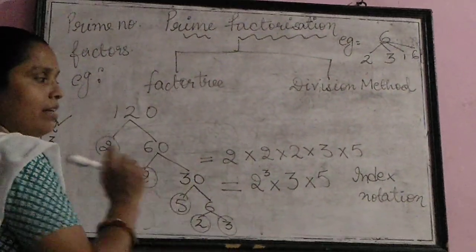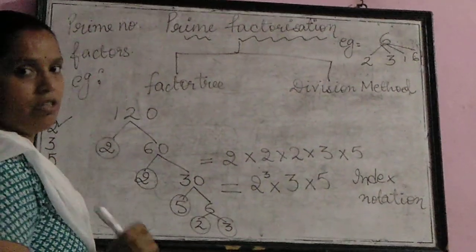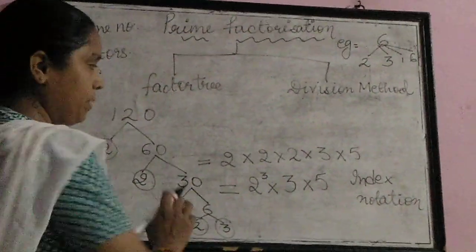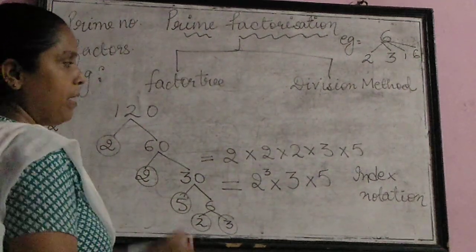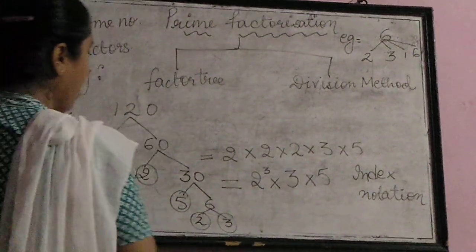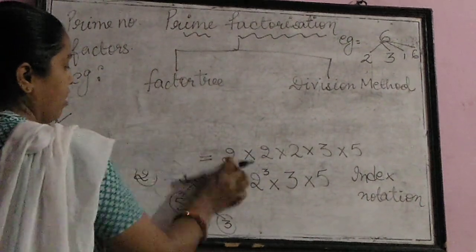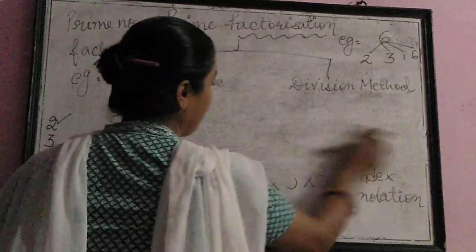This is called the factor tree method, children. I hope it is clear. You can understand it again by rewinding the video. Now let us have one more example for understanding the factor tree method.